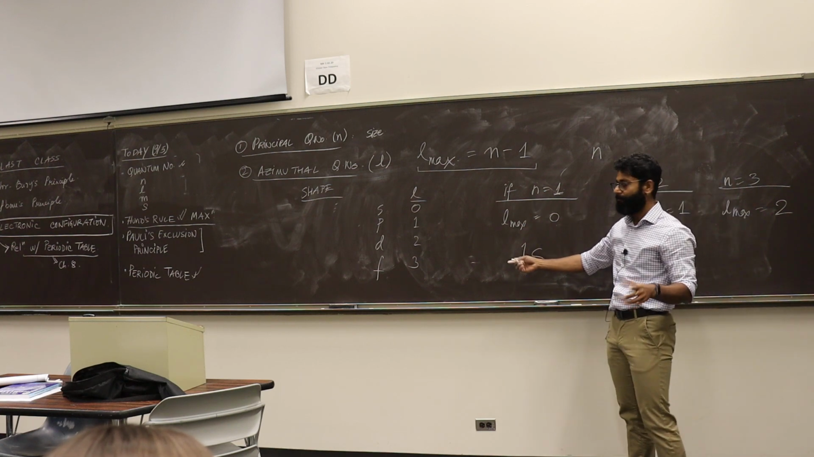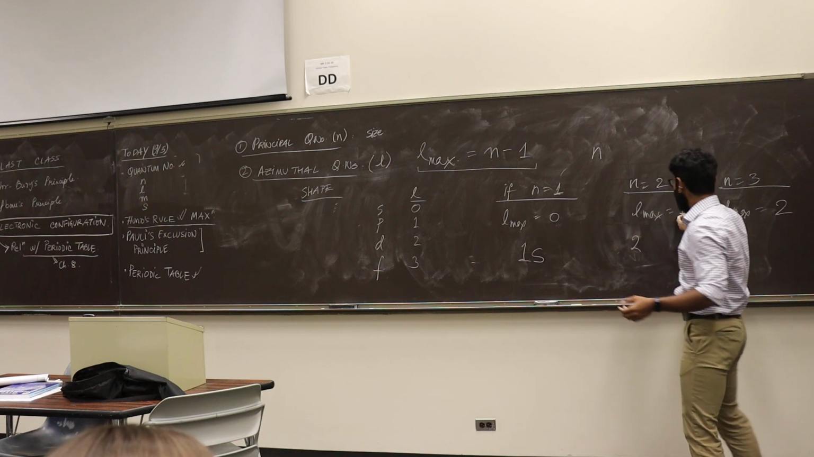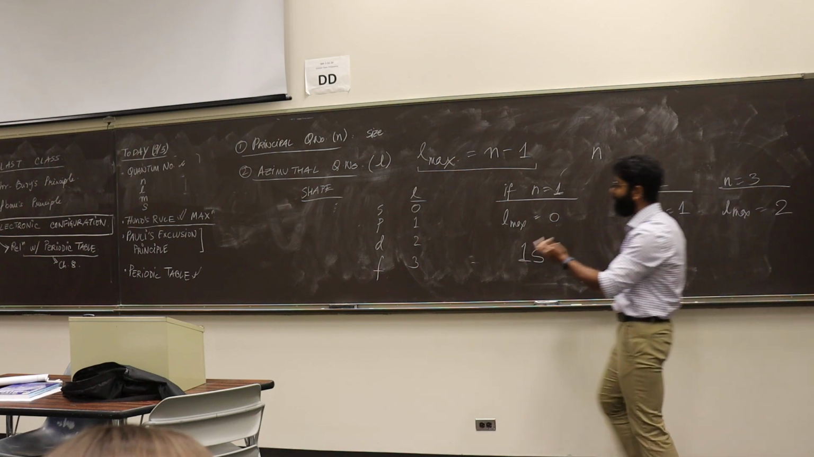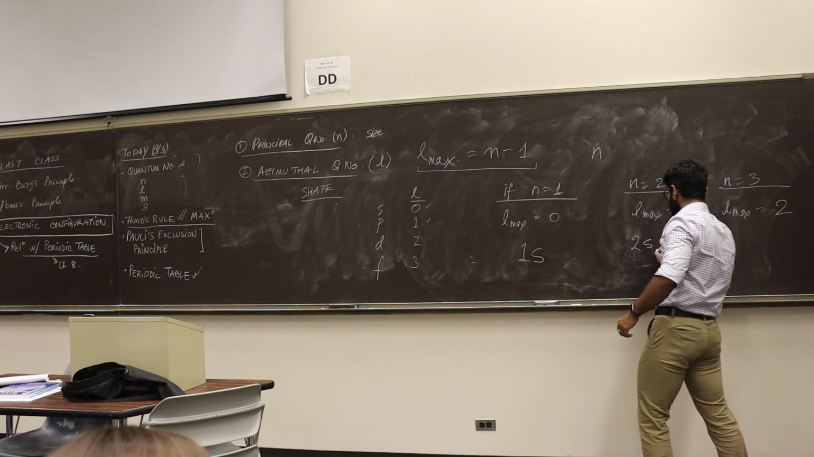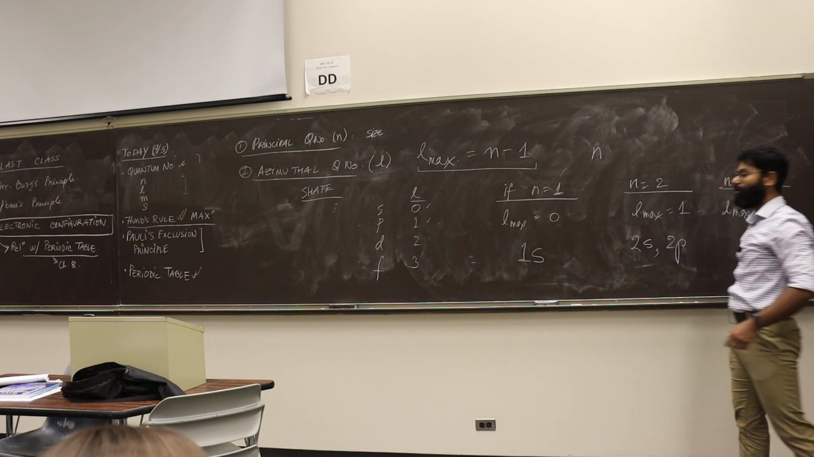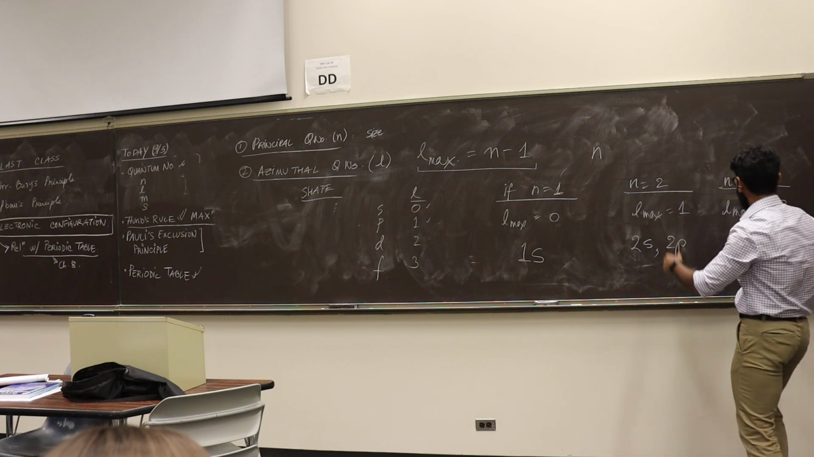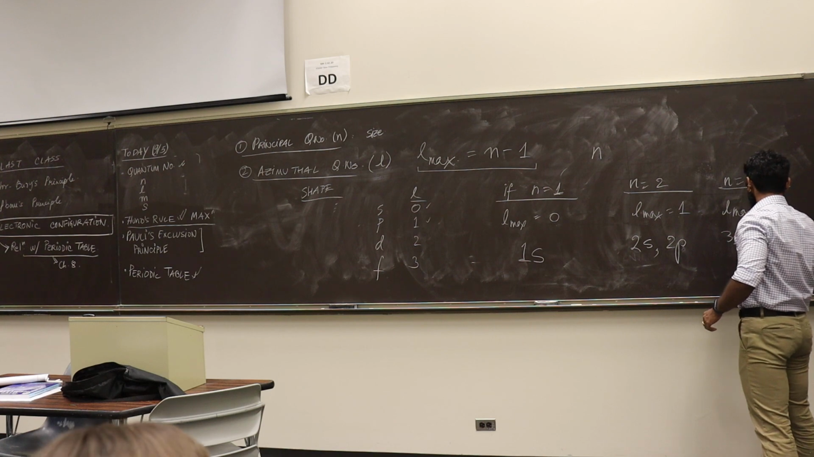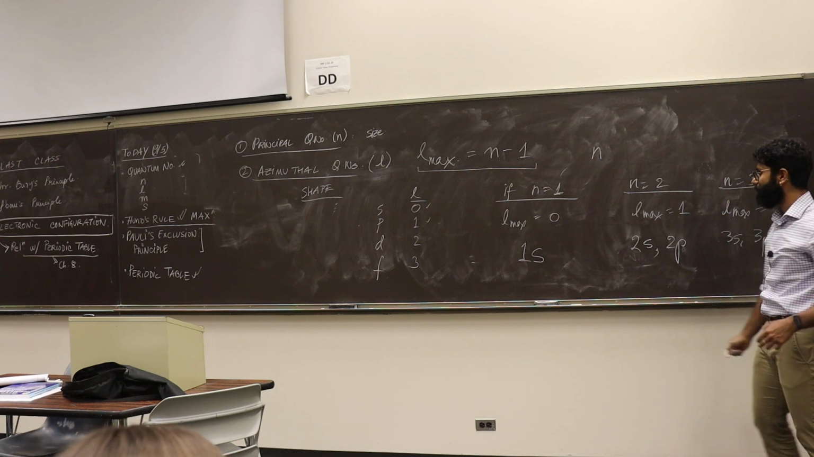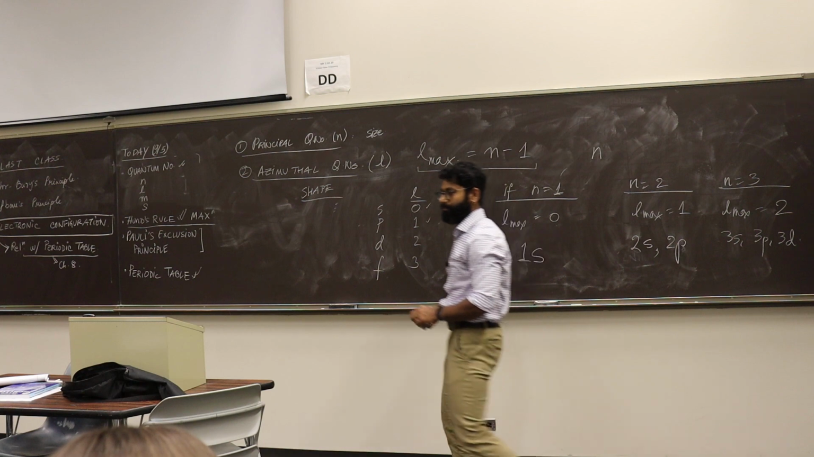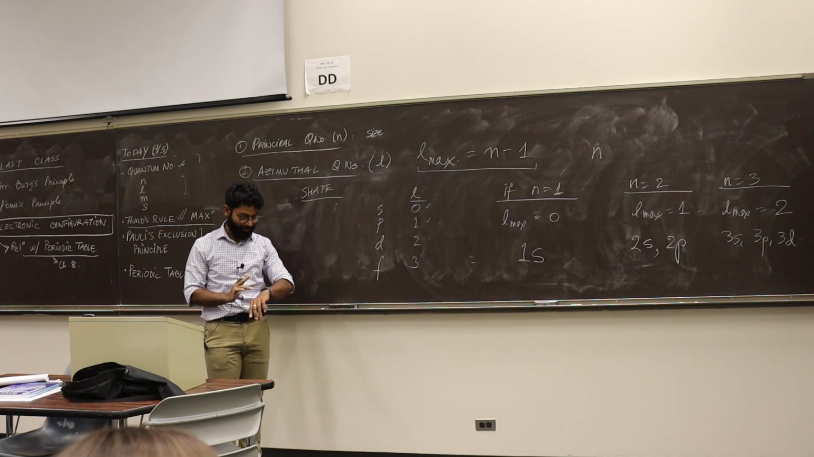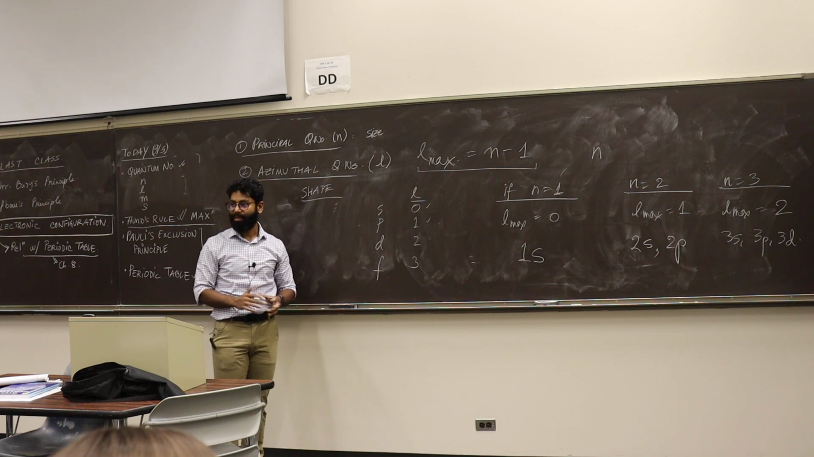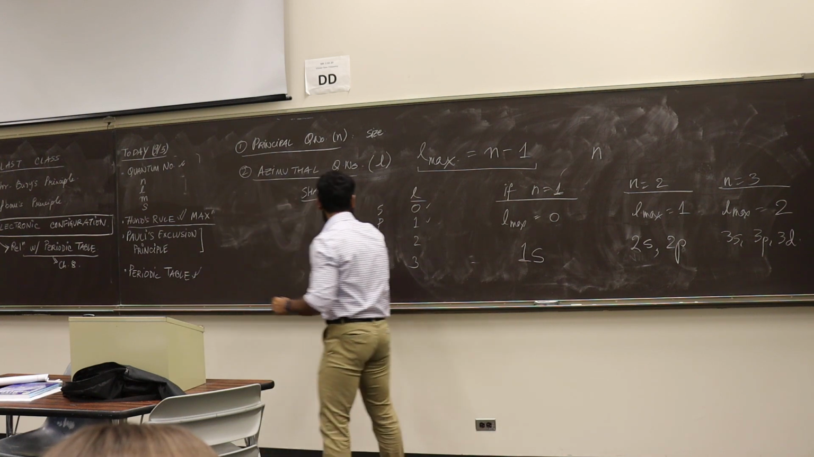For N equals 2, the L max is 1. So what are the L's allowed? This and this. So you can have 2S and 2P. For 3, you can have a 3S, 3P, and a 3D. Just N minus 1. Okay? Any doubts? It's pretty simple, right? Okay, now let's go into the shapes.